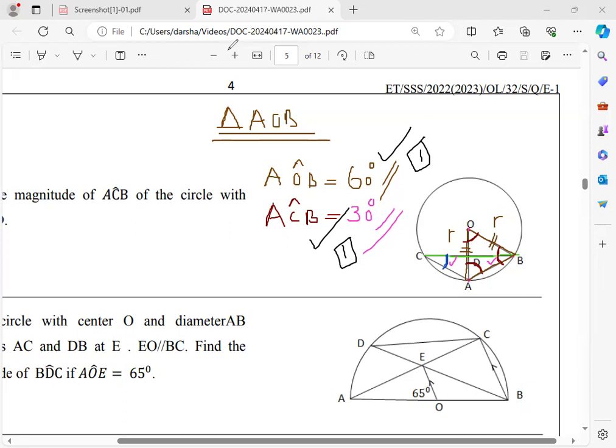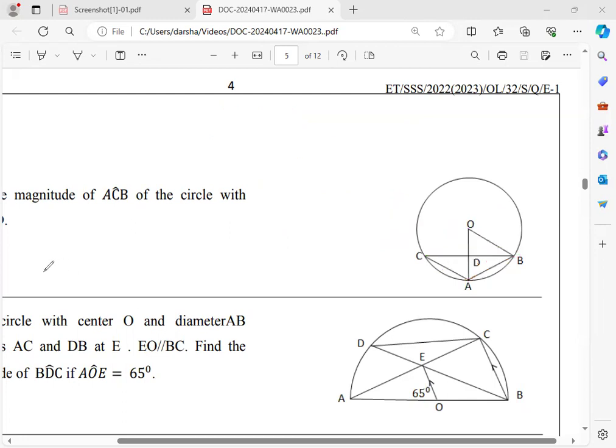Okay, then note down that. Can you explain again? I didn't get how AOB is equal to 60 degrees. Okay, sure. Yeah, I will explain it again.